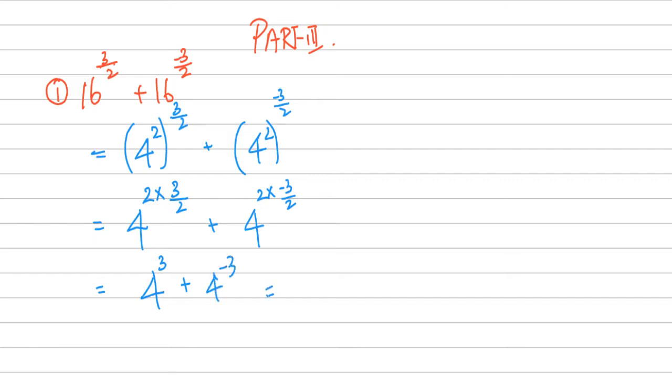Whenever you have a negative power, you need to make it positive by writing the reciprocal of the number. So 4 cube will remain as such because it already has a positive power, but this second one has a negative power minus 3. What you can do is just write the reciprocal of the number. Reciprocal of 4 is 1 over 4, and now minus 3 becomes plus 3 because you have already written the reciprocal of the number. So what you will get is 64 plus 1 divided by 64.